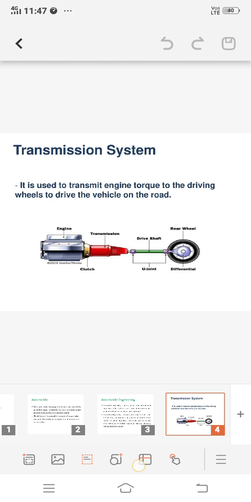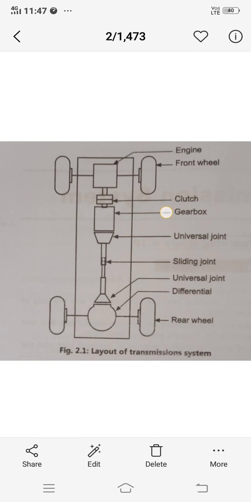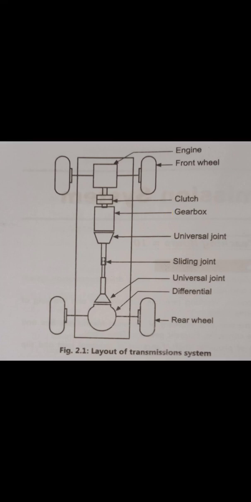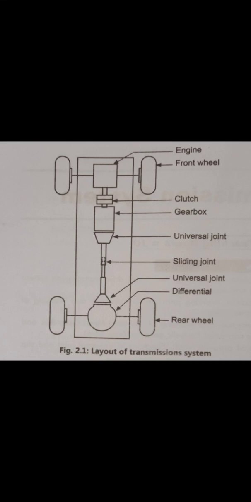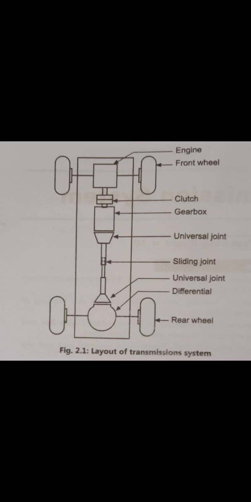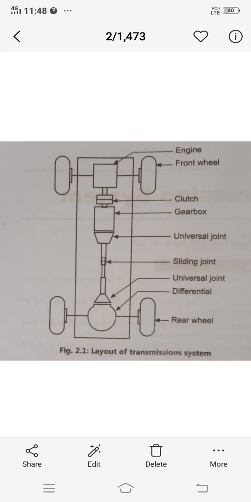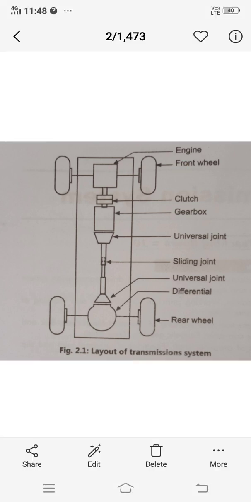Now we will see the layout of transmission system. We will see the various components of transmission system, that is clutch, gearbox, universal joint, sliding joint, propeller shaft, differential. These are the components which are used in the transmission system.